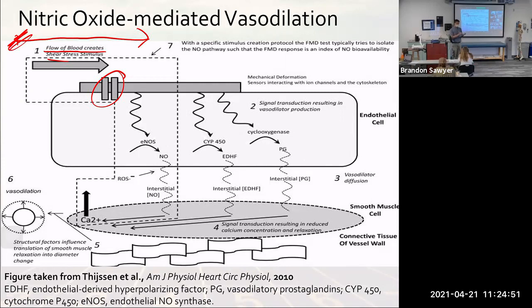And when that shear stress hits them, this whole chain of events occurs, but in the end, it activates eNOS, right? eNOS makes nitric oxide, and nitric oxide diffuses not into the blood, but actually into the wall of the artery, right down to where the smooth muscle is. Okay, so that nitric oxide goes down into the smooth muscle cells and then leads to relaxation of that smooth muscle and vasodilation.